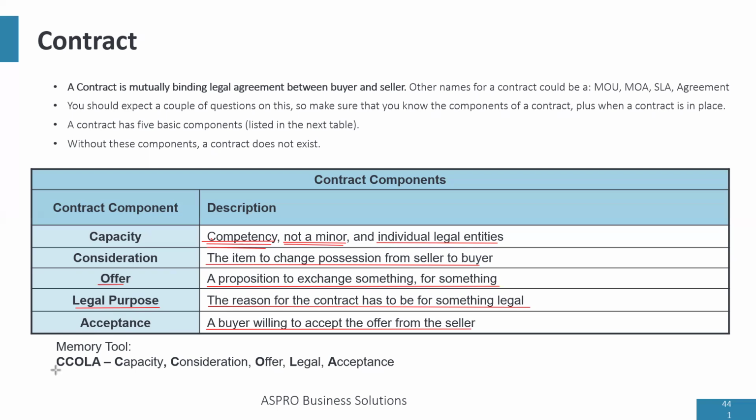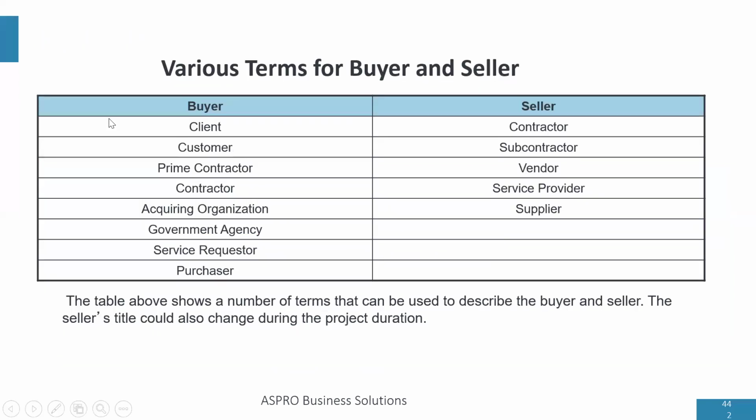And we have a lovely memory tool. It's called CCOLA: Capacity, Consideration, Offer, Legal, Acceptance. And if you remember Coca-Cola, you cannot forget. Though you might not get questions in this area, it's good knowledge to have, right? So let's move on and talk about various terms for buyer and seller.